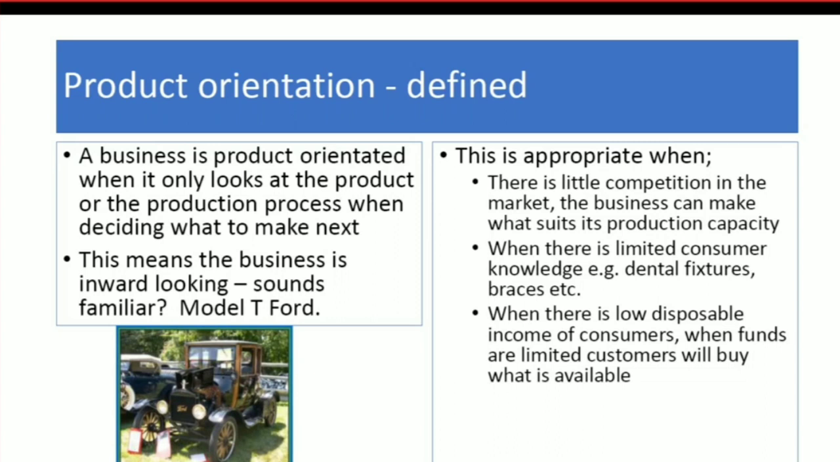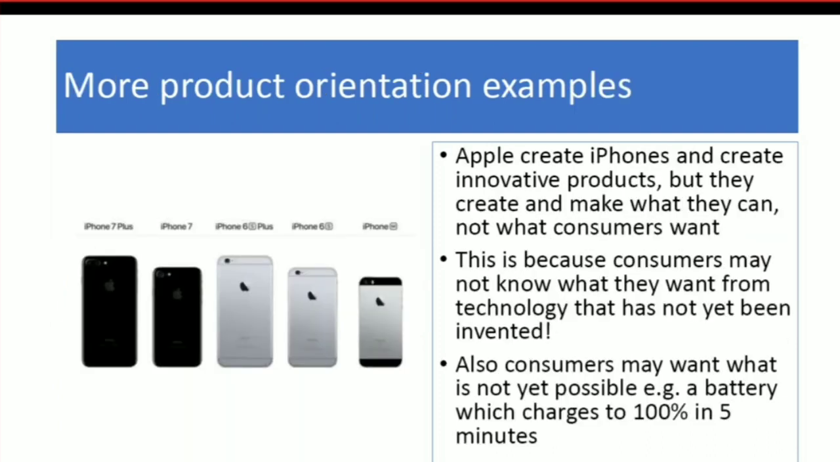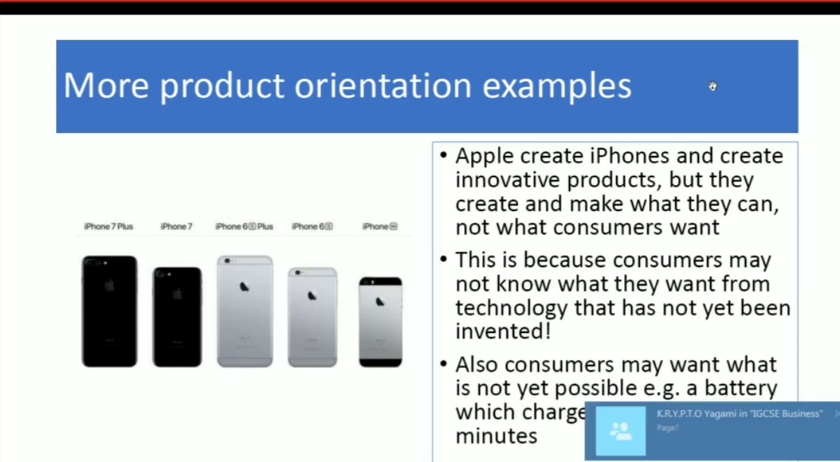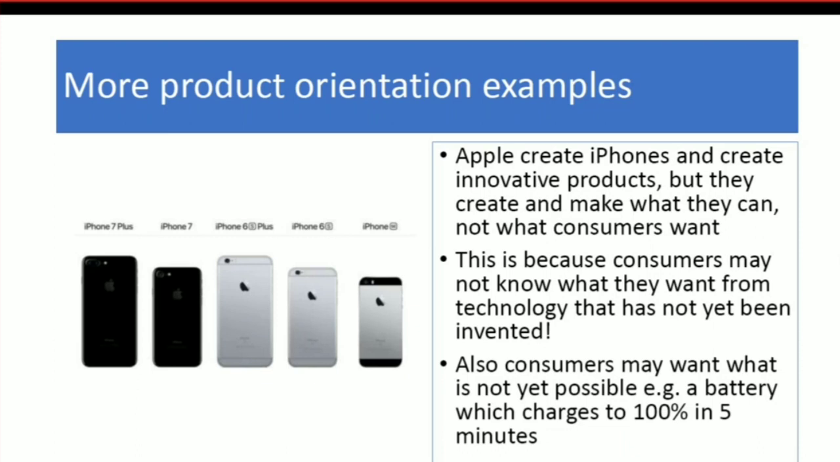When there is low disposable income of consumers, when funds are limited, customers will buy what is available. That might be one thing. Products such as Apple iPhones, as I always tell you, are always product-oriented. They are too much focused upon developing their product. They're ready to invest in product orientation, things like that. So they're much product oriented, right?